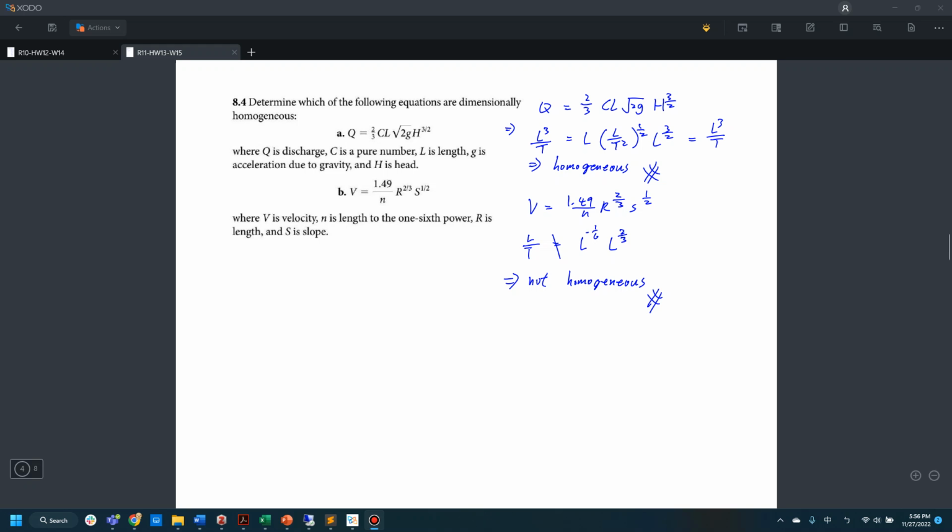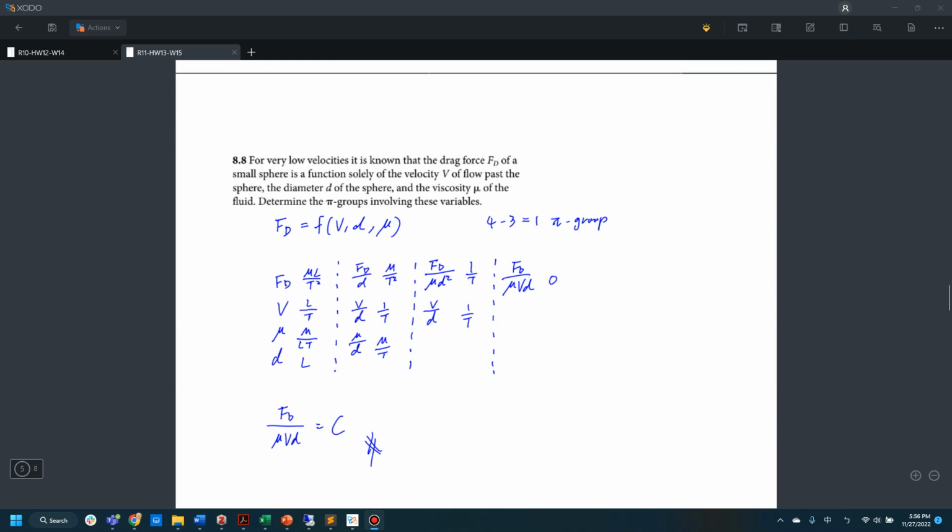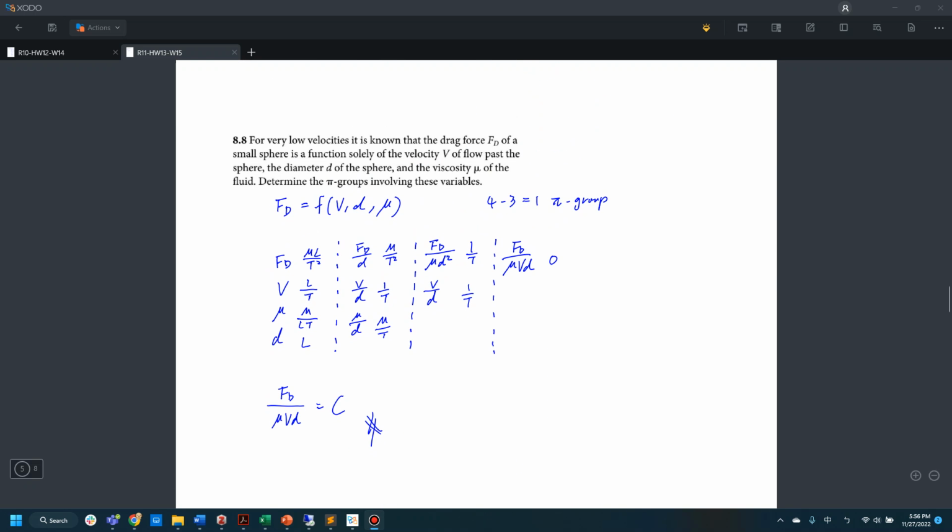Okay, straightforward. We can go to the next one. In problem 8.8, for very low velocities, it is known that the drag force Fd of a small sphere is a function solely of the velocity v of flow past the sphere, the diameter d of the sphere, and the viscosity mu of the fluid, and we want to determine the pi group involving these variables.